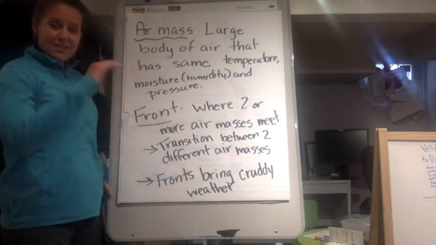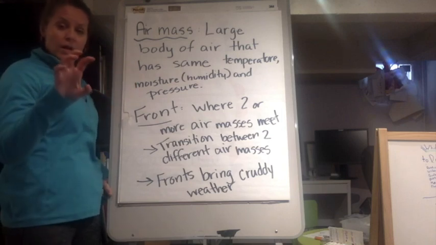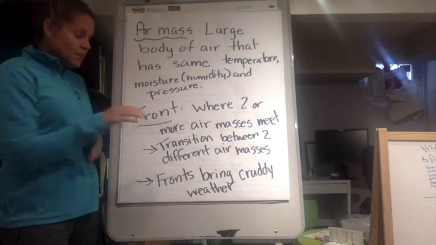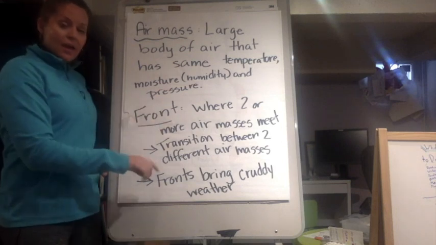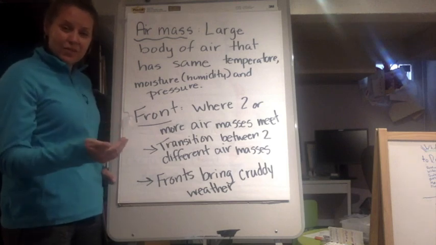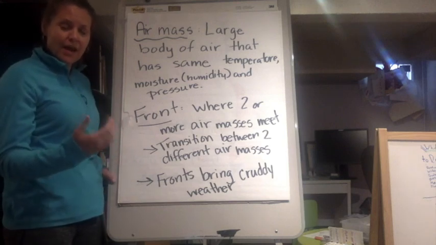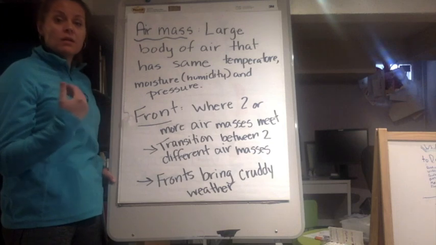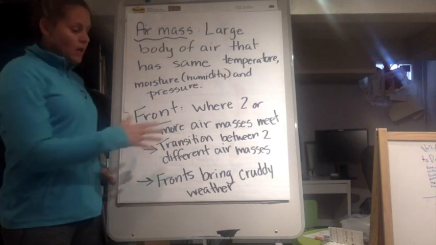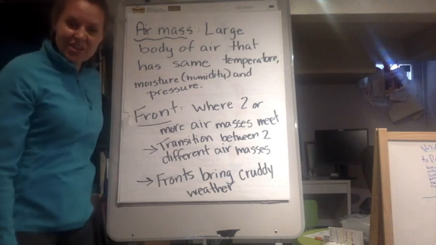And that is a transition area. So if you have one air mass in one location and another one in a different location, where they meet is going to be a front. And fronts typically bring that cruddy, yucky kind of weather that we typically think about as far as precipitation, snow, sleet, rain, all of that good stuff. All right, so now we're going to get started on our drawing.